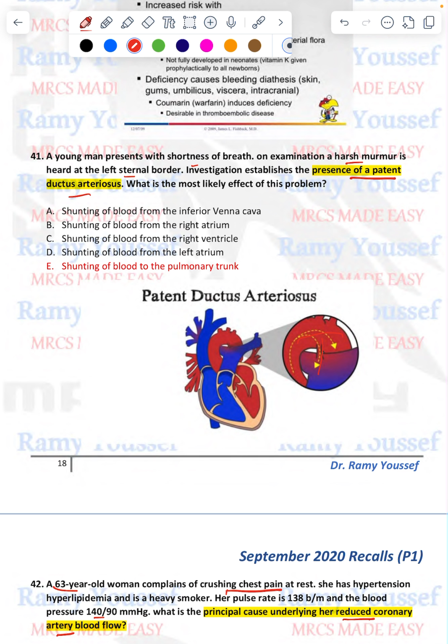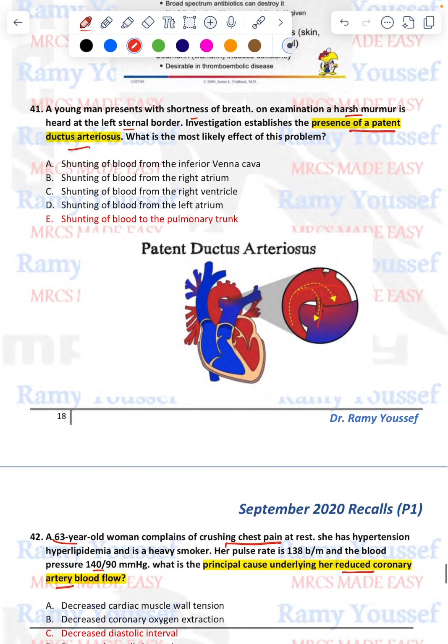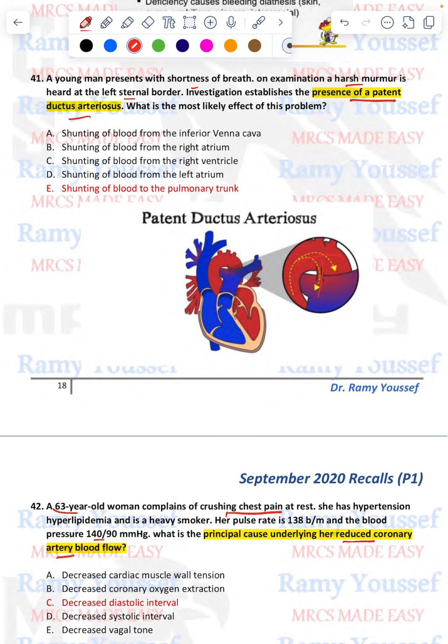So coronary blood flow is decreased because the diastolic time, the diastolic interval, is decreased. That is the reason. If the diastolic interval is more, then only there will be coronary blood flow.